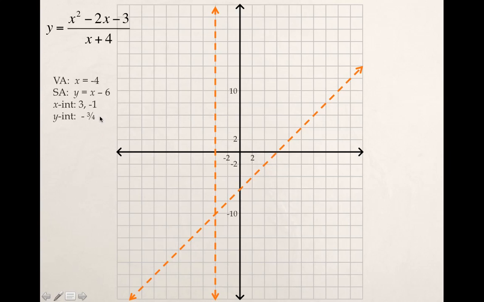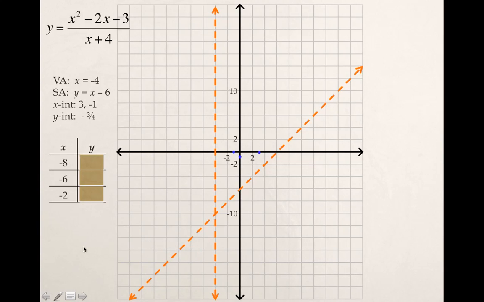Now continuing with the rest of my information here, I know I have x-intercepts at 3 and -1, so now I plot those in using my new scale, and I have a y-intercept at -3/4, so that goes about right there. So based on the information I have right now, I have a pretty good idea that part of the graph is going to be in this section right here.